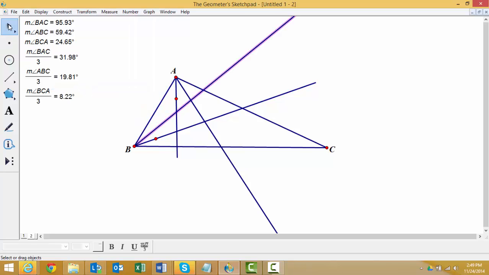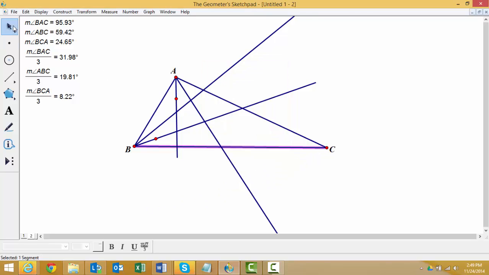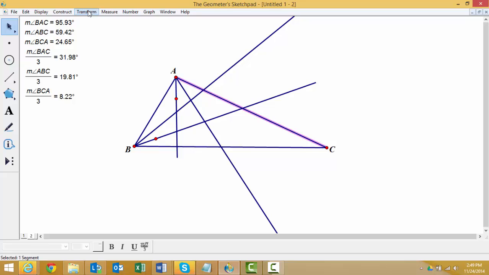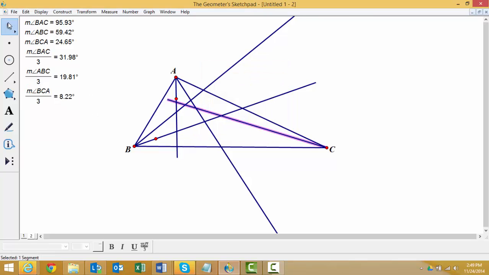Got that. Okay, so I'm going to follow the exact same process here. Transform, mark the center, then pick the side and transform, rotate, and it's outside. I don't like that, so I'm going to cancel that. So I'm going to again pick the point, transform, mark the center, take the other side and rotate, and then mark the angle. I want that angle, rotate. Okay, so now I need to bisect this angle, so construct angle bisector. So now we've got all the trisectors.